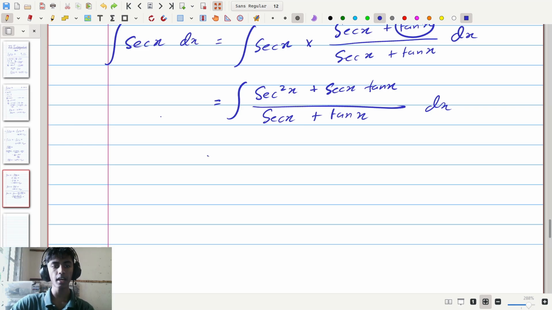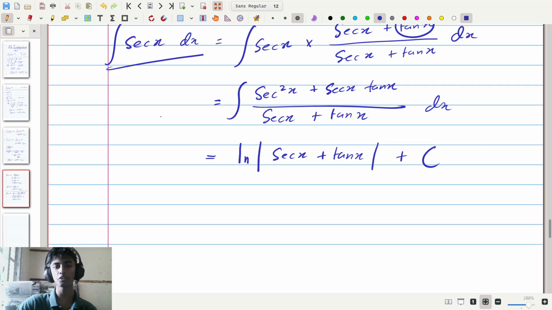Therefore, this integral is going to be equal to the natural logarithm of the absolute value of the denominator function, which is secant of x plus the tangent of x. Therefore, we have that the integral of the secant of x with respect to x is equal to the natural logarithm of the absolute value of secant of x plus tangent of x.